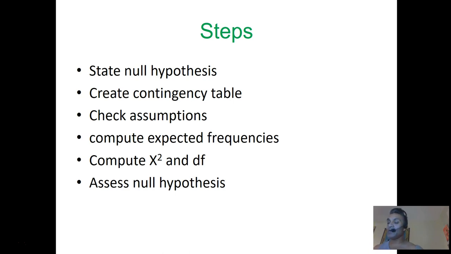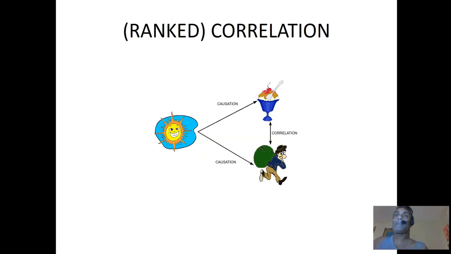And we assess the null by comparing our chi-square to the number we look up in the back of the book. We want our number to be bigger than the book's number because that allows us to reject the null, because we love to reject the null. Yay! Null rejected. We also will have looked at ranked correlation.